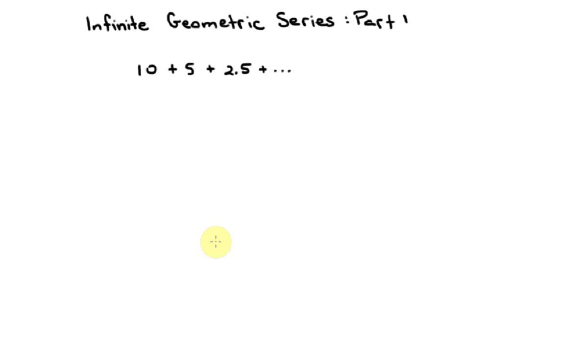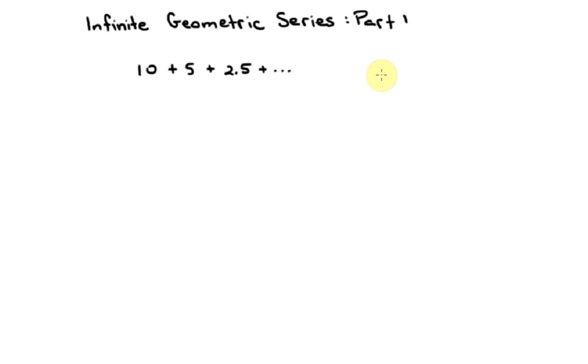Alrighty, welcome to Infinite Geometric Series Part 1. And what I've done, I'm just showing you an example here. This is a geometric series, because what we're doing is multiplying by 1/2. But instead of saying it stops after 10 or 15 or 20 terms, this one goes on forever. And the question is, can such a sum even exist? I mean, if you're constantly adding to it, shouldn't this thing just grow forever?